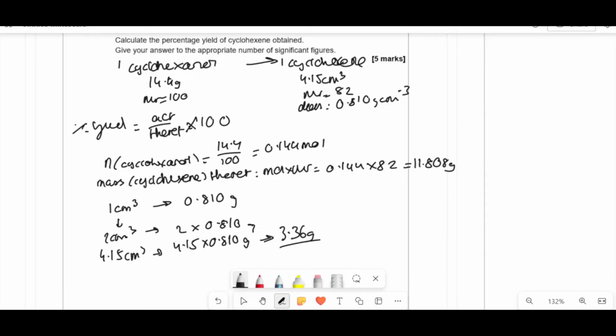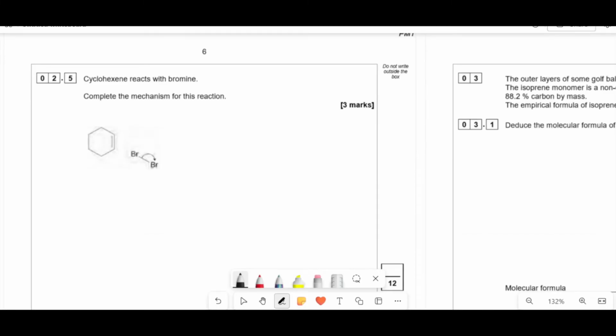That's our actual yield. So then, the percentage yield is just going to be 3.36 divided by 11.808 times 100. And if we do that, we should get 28.45. We should try and follow the number of significant figures in the question, so 28.5%. Bingo!